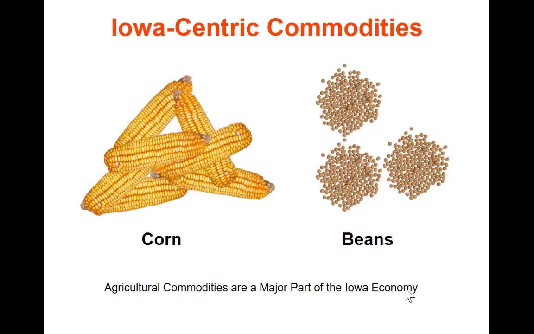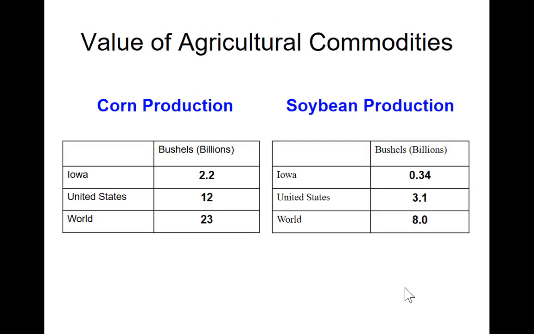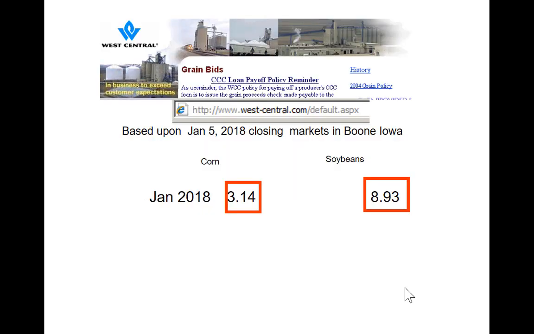And here's what the corn and the beans look like. Well, corn production in Iowa is around 2 billion bushels a year. In the United States, it's around 12 billion bushels a year. In the world, it's around 25 billion bushels a year. Soybean production in Iowa, about 300,000 billion bushels a year. In the world, about 8 billion bushels a year. Okay, so that's the commodities.